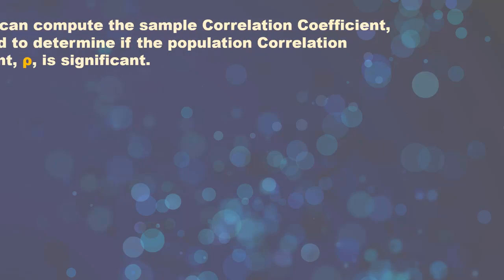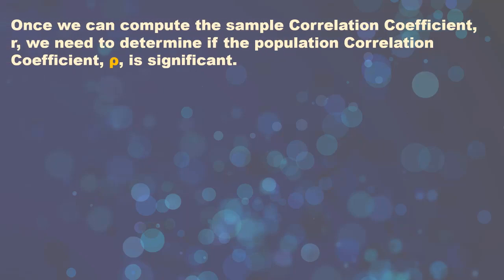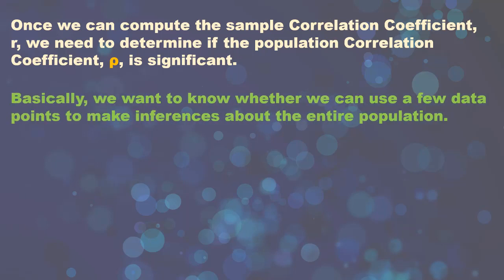Alrighty. So once you can compute the sample correlation coefficient, you need to determine if the population correlation coefficient is significant. So in other words, does having the amount of data we have and getting the correlation coefficient that we got give us enough information to say something about the population correlation coefficient? And so we want to know whether we can use a few data points to make inferences about the entire population.